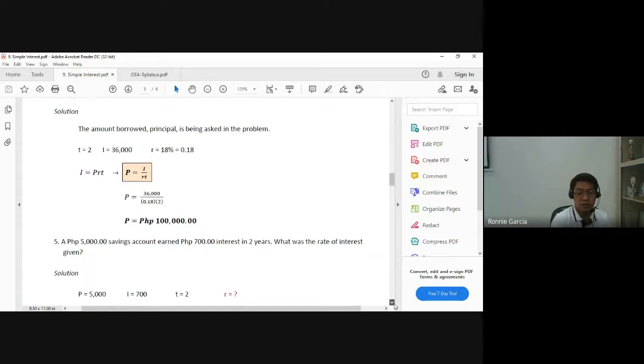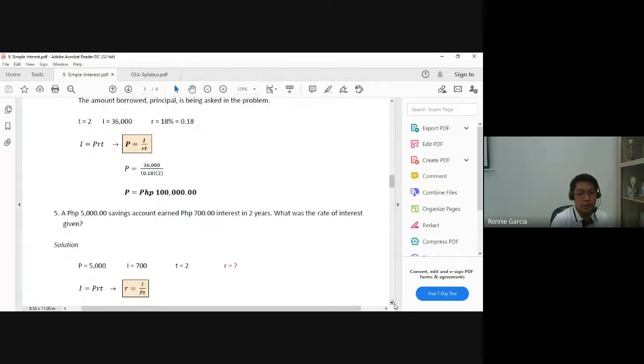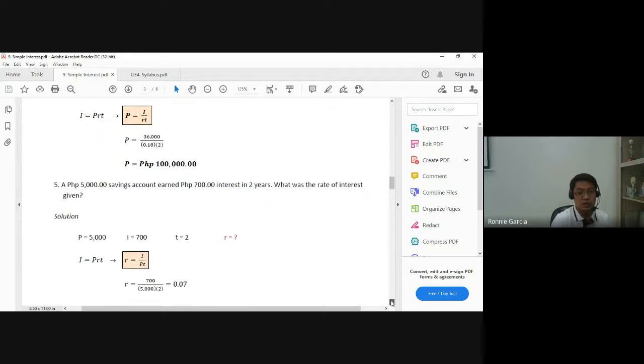So if that is the unknown, you derive the formula. So you will have R is equal to I divided by PT, or I divided by the product of principal and time. So ang kanina pong katabad sa R nga PT, ang imuhang gi-balhi na po, gi-divide sa I para ma-solve ang R. So if we will substitute again all the values, I is 700, P is 5,000, T is 2. So you will have 700 divided by 5,000 times 2. Therefore, the correct answer is 0.07.